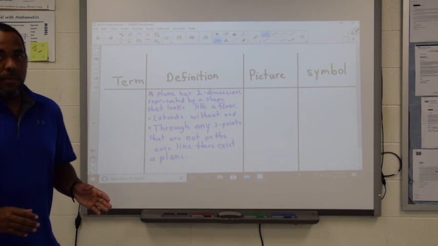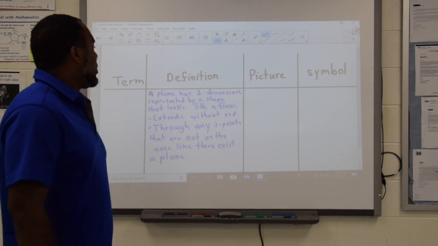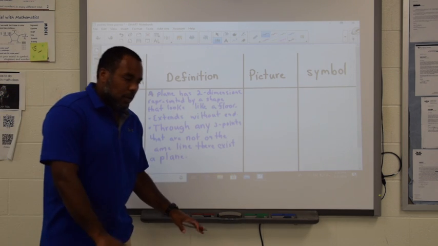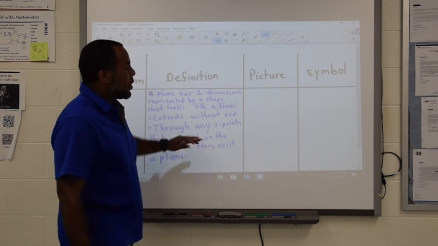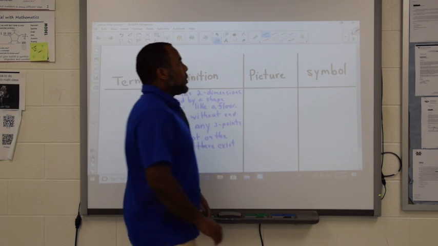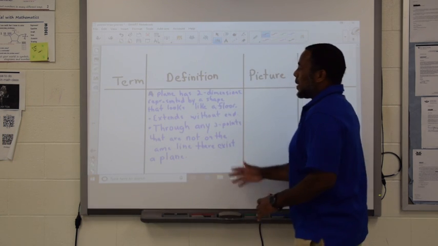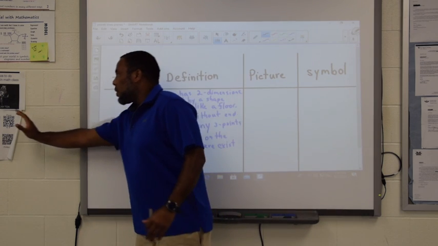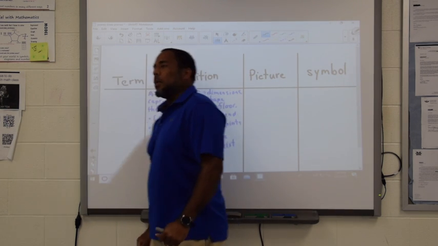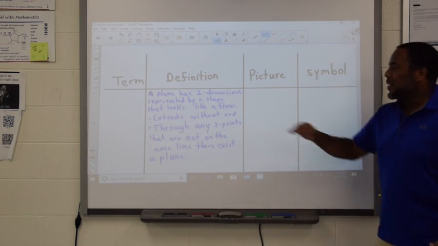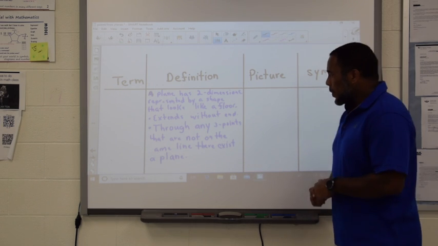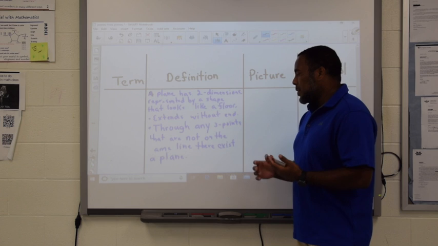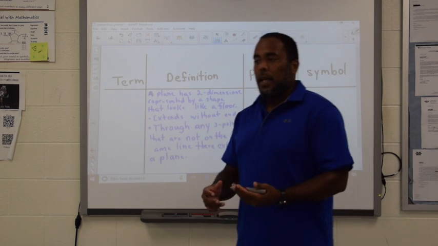So a plane has 2 dimensions, represented by a shape that looks like a floor. It could be a floor, it could be a wall, any flat surface. So here we have, even the smartboard is on a plane, and it goes on forever. The plane continues even though the smartboard doesn't. And that's what it means by extends without end. And then through any 3 points that are not on the same line, there exists a plane.